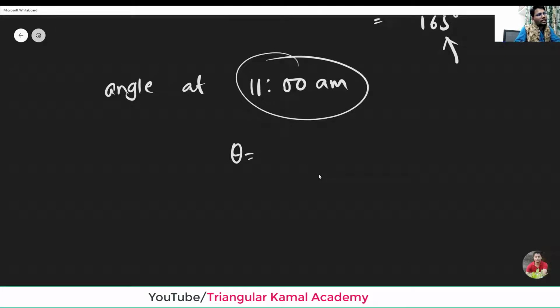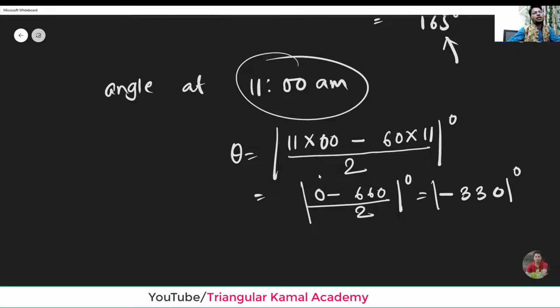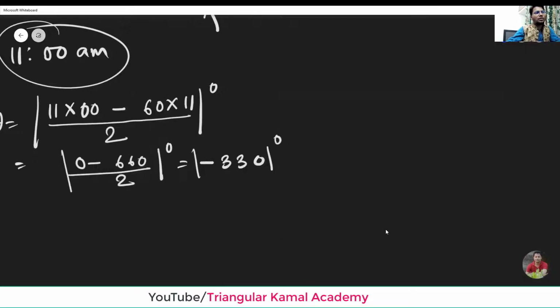So now write the theta is equals to 11 times of minute minus 60 times of hour divided by 2. Here minute is 0 at 11 a.m. or 11 p.m. Minute is 0, and 11 multiply minute, 60 multiply hour, then divided by 2, this is degree. So now 0 minus 660 and divided by 2, here this is now degree. So our answer is minus 330 degree. So now skip here negative sign due to absolute value symbol.